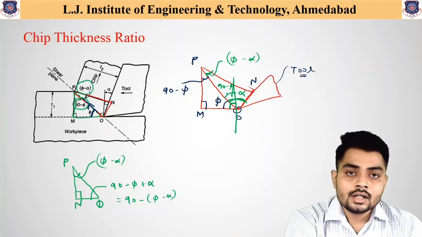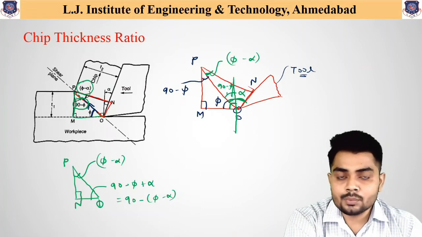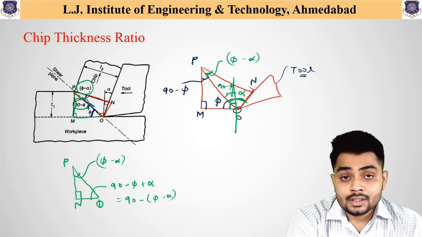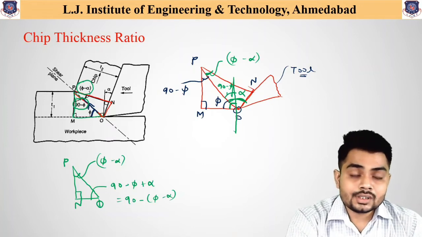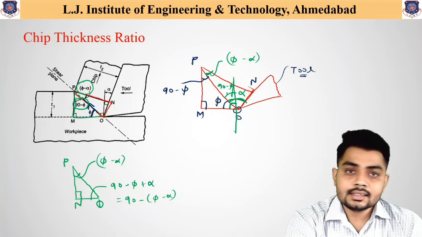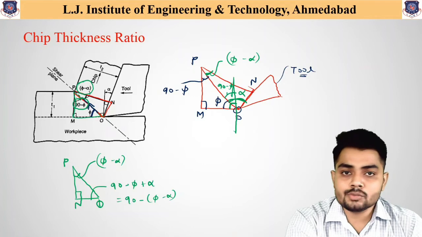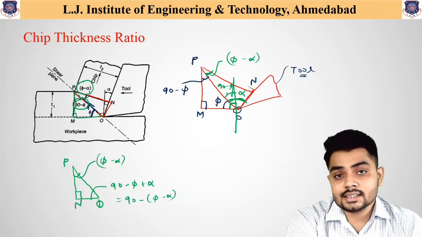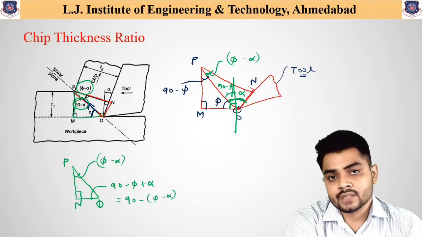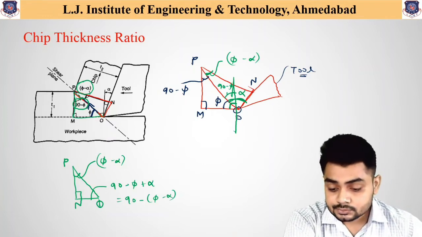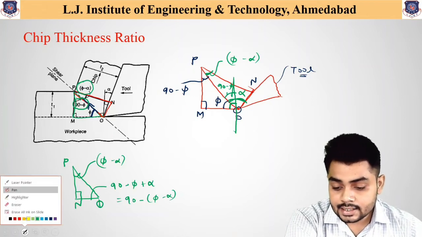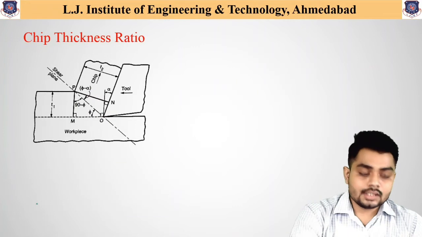So this is how different angle indications are obtained in this particular figure. I hope this understanding is very important, how these angles are obtained in this figure. Other than this, just mathematical steps need to be followed to derive the final relation between the chip thickness ratio, shear angle and the back rake angle. And to derive this equation, certain assumptions are taken.